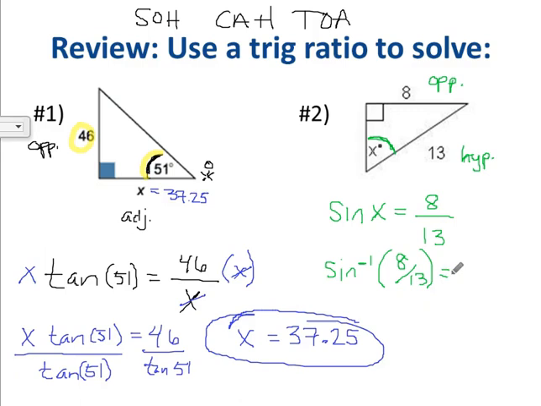So go ahead and plug that in your calculator. You'll hit the second sine to get that inverse, and then 8 divided by 13. And when I do that, I get 87, we'll go 2 decimal places, 98. And that's degrees because that's the angle measurement. This angle measurement right here is 87.98, so almost 88 degrees.